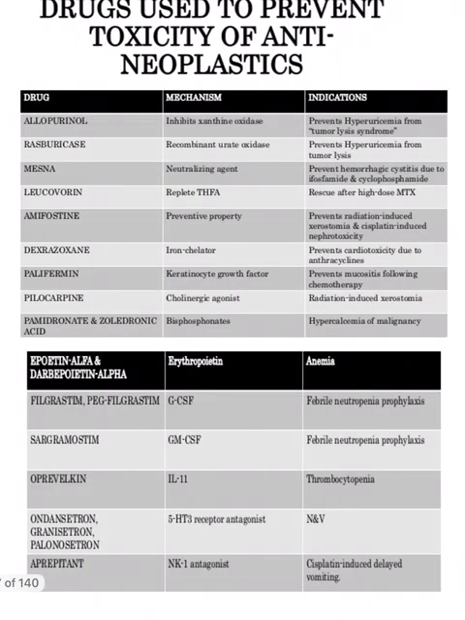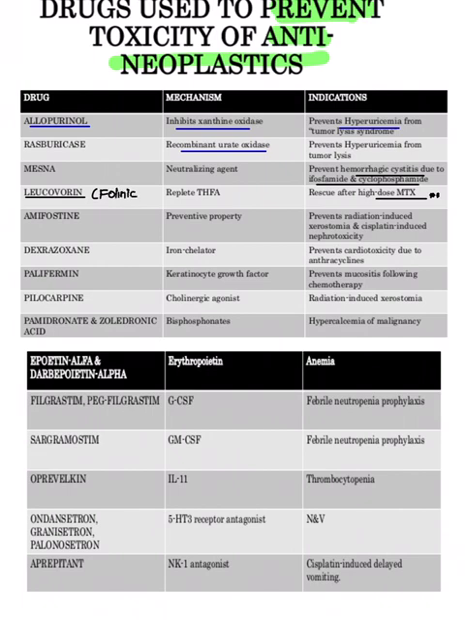Now coming on to other drugs that are used to prevent toxicity. Allopurinol. What does allopurinol do, guys? Try to revise it. It inhibits the enzyme xanthine oxidase, hence it prevents hyperuricemia. Then rasburicase, again used for the same purpose, but this is a recombinant urate oxidase. Then mesna, which we use to prevent hemorrhagic cystitis due to ifosfamide and cyclophosphamide. Then leucovorin, basically used for methotrexate toxicity, that is folinic acid or leucovorin.